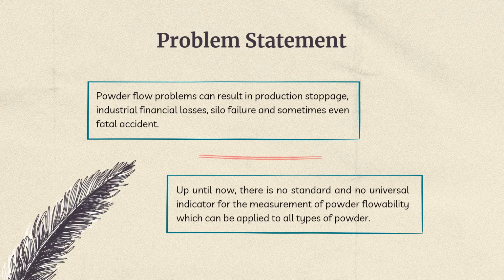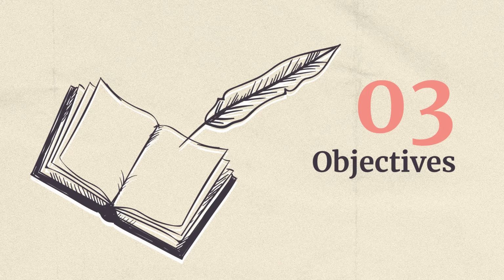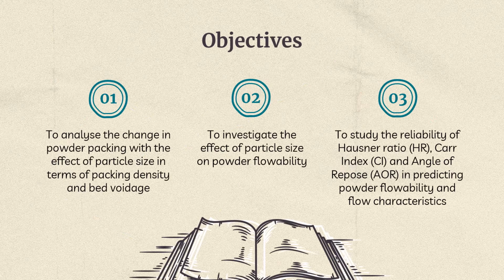all types of powder. Therefore, the objectives of this study are to analyze the change in powder packing with the effect of particle size in terms of packing density and bed voidage, to investigate the effect of particle size on powder flowability, and to study the reliability of Hausner ratio HR, Carr index CI, and angle of repose AOR in predicting the flowability and flow characteristics of powders.